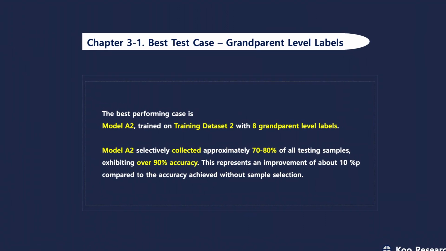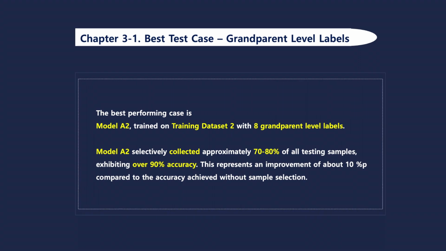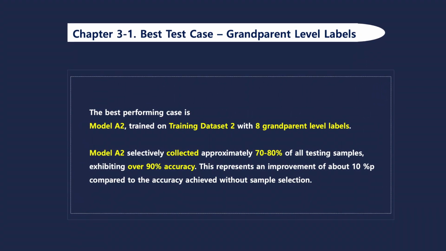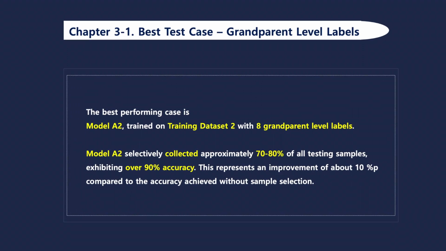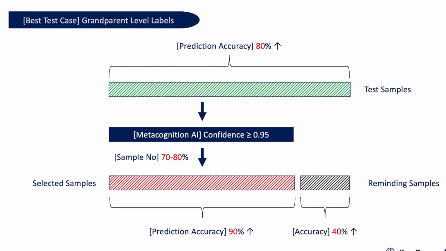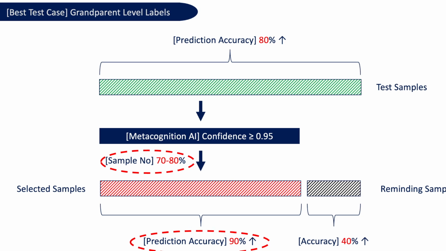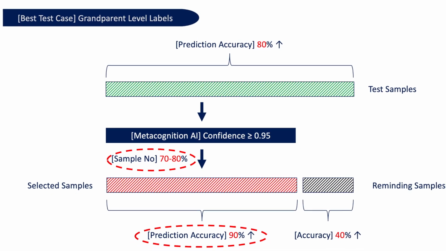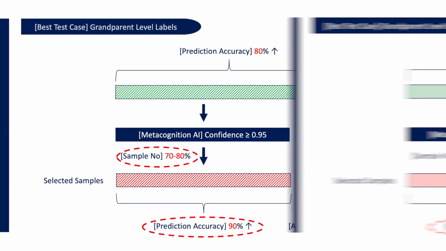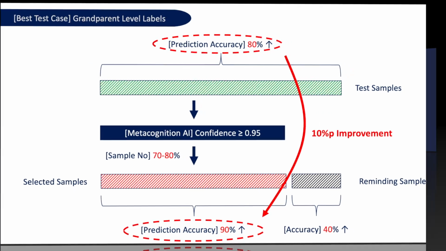Chapter 3:1. Best test case grandparent level labels. The best performing case is Model A2, trained on training dataset 2 with 8 grandparent level labels, as shown in this figure. Model A2 selectively collected approximately 70 to 80% of all testing samples, exhibiting over 90% accuracy. This represents an improvement of about 10% p compared to the accuracy achieved without sample selection.